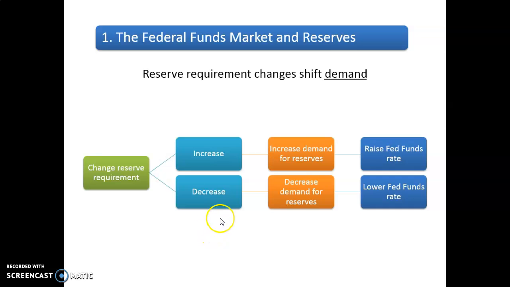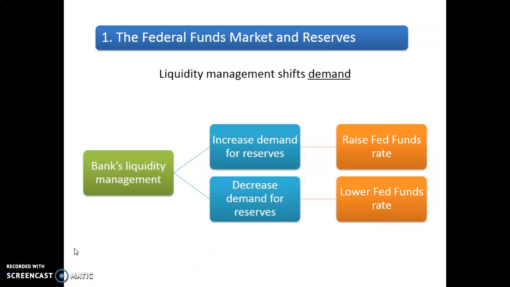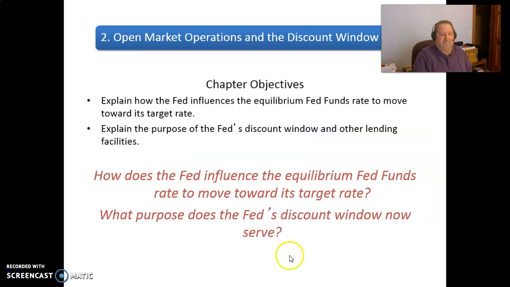If they decrease the reserve requirement, there's a decreased demand for reserves, and that tends to lower the Fed funds rate. Bank liquidity needs can also shift demands. So if the bank needs more reserves, that tends to raise the Fed funds rate. If there are excess reserves and there's a decreased demand for reserves, that tends to lower the Fed funds rate.